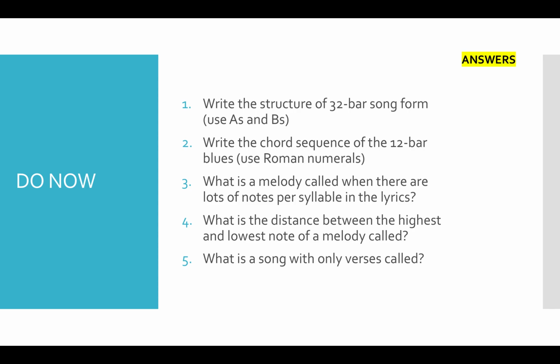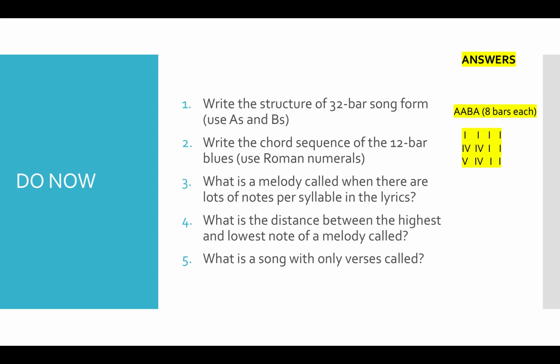Alright, let's go through the answers. So the structure of 32 bar song form is AABA usually, and each of these sections lasts 8 bars. The chord sequence of the 12 bar blues goes 1, 1, 1, 1, 4, 4, 1, 1, 5, 4, 1, 1, and we listened to that last week.